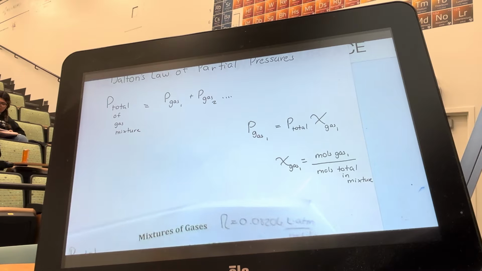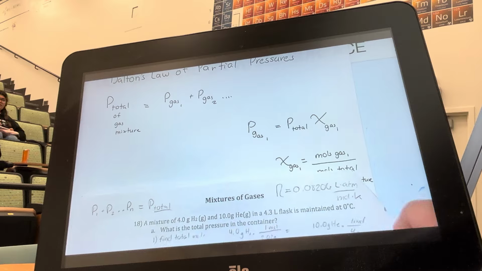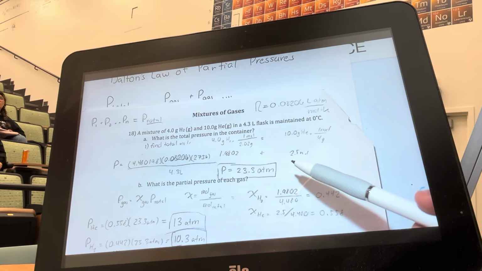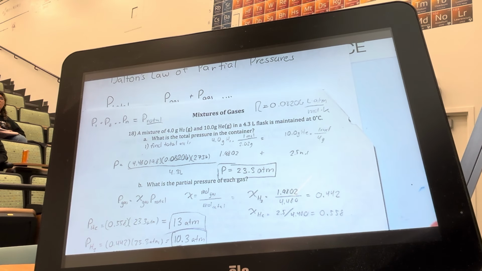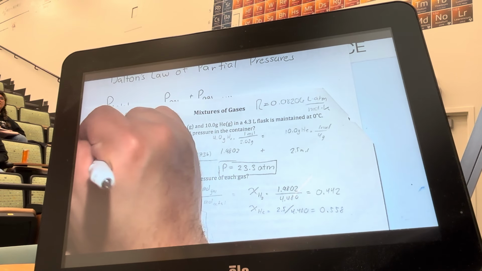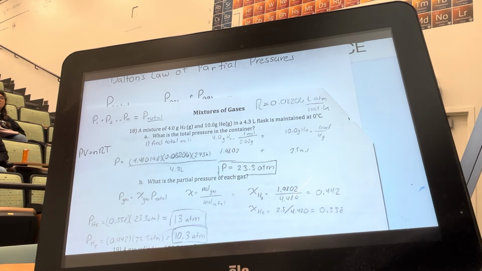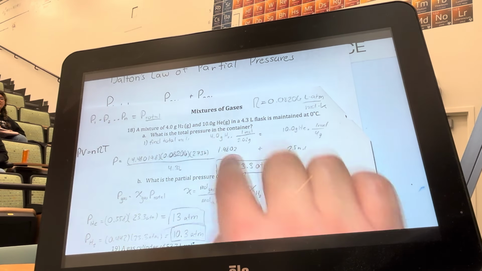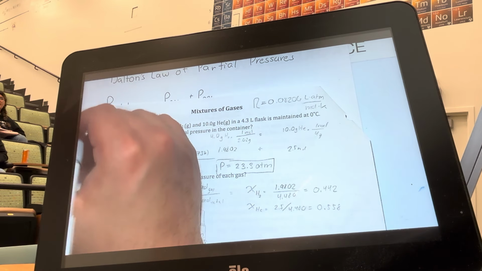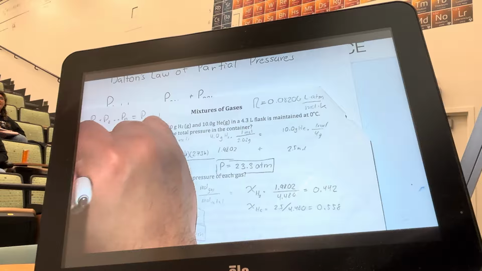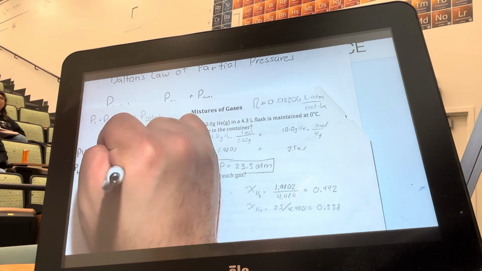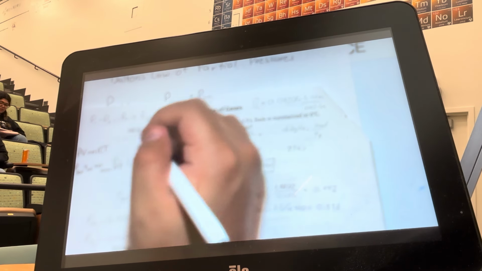Yeah, so something that I think is important to note is, this is your discussion 5 worksheet, and question 18 deals with this. But what I really want to mention here is that PV equals nRT can be labeled differently according to what you're trying to find. In this case, it gives you the volume total of the flask and the temperature of the flask. So you can do pressure total, volume total, equals moles total, RT. R stays the same for anything, and T also stays the same for everything.